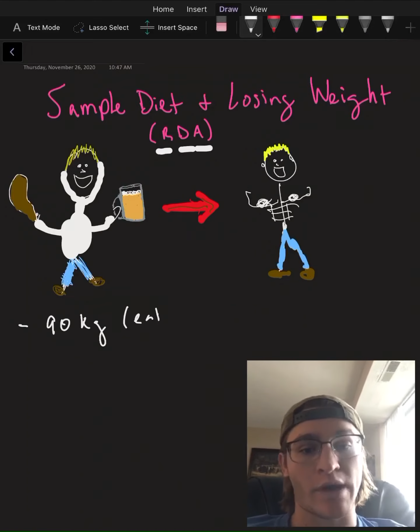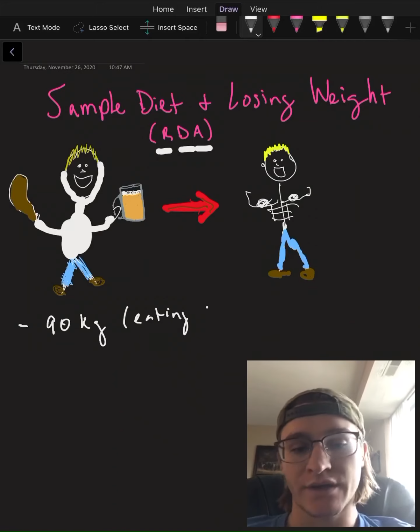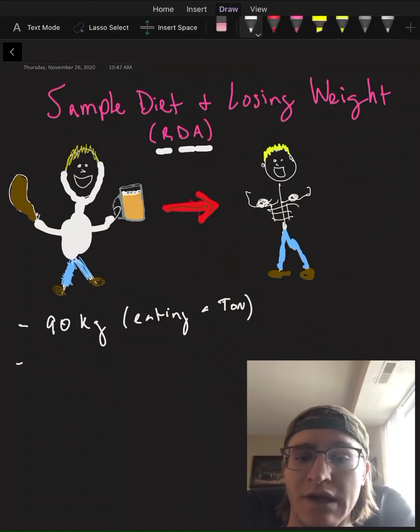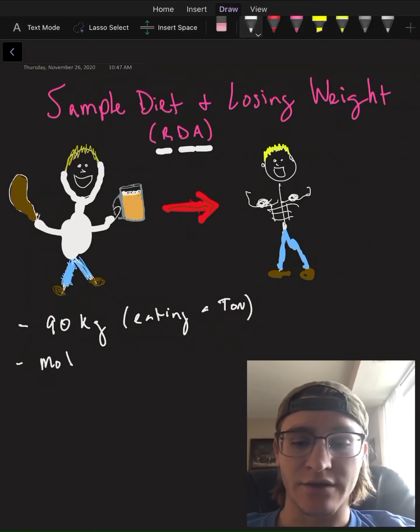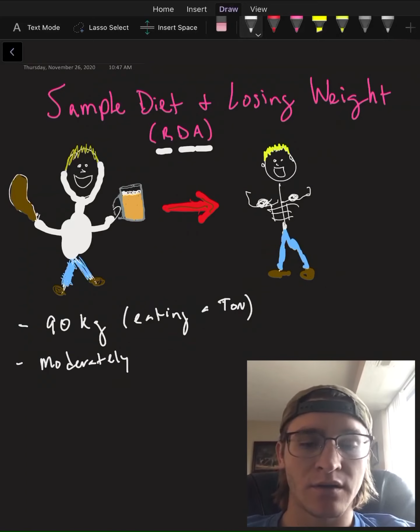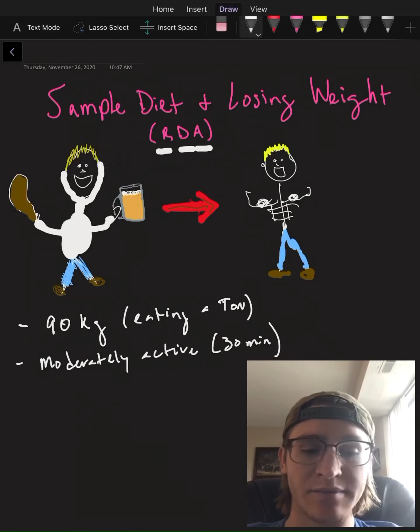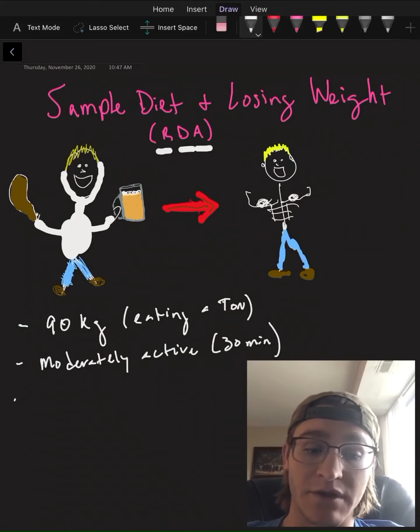So our guy's weighing quite a bit. We're eating a lot. Let's say it's me. I love beer. I love to eat. So let's say I gain a lot of weight due to Thanksgiving, and let's say I'm moderately active, so 30 minutes a day is about moderate or recommended at least.